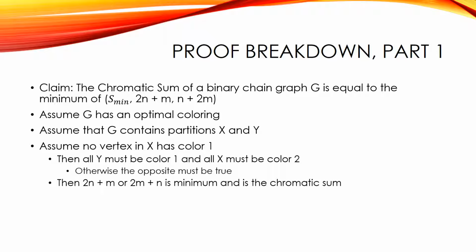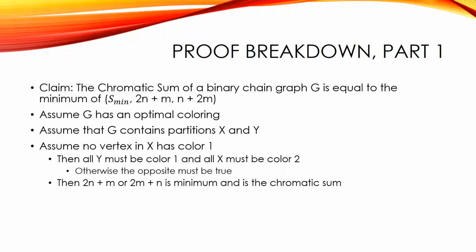We're going to assume that G has an optimal coloring, first of all. We're going to assume that G contains partitions x and y because it's bipartite. We're going to do this two ways. First, we're going to assume that no vertex in partition x has color 1. And if that's the case, then all vertices in set y are going to be color 1, because we're definitely going to include 1 if we want the sum to be minimum. We definitely want to use 1, and we want 1 to cover as many vertices as possible.